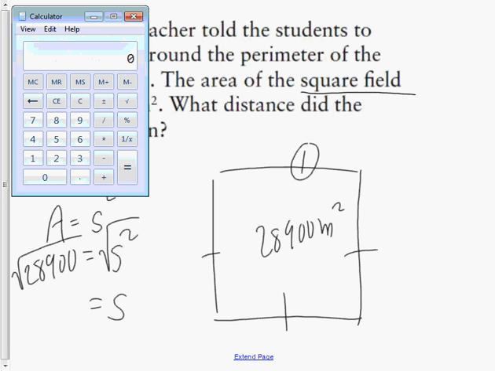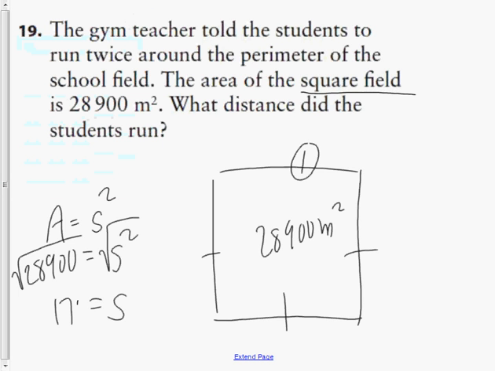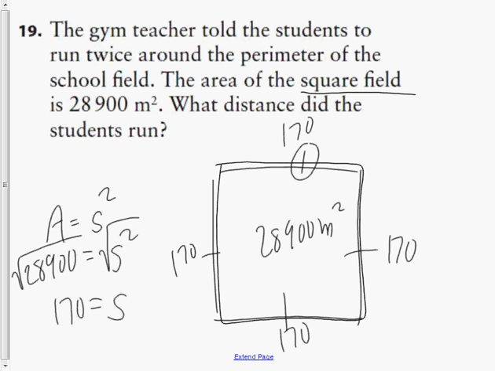I need a calculator for this one. The square root of 28,900 is, oh, for heaven's sake, what is it? The square root of 28,900 is 170. So remember, we're not done yet, because all we know is that the length of the field, I'm going to write it on all of them, is 170 meters. So one lap of that field is really 170 times 4, which is 680 meters.